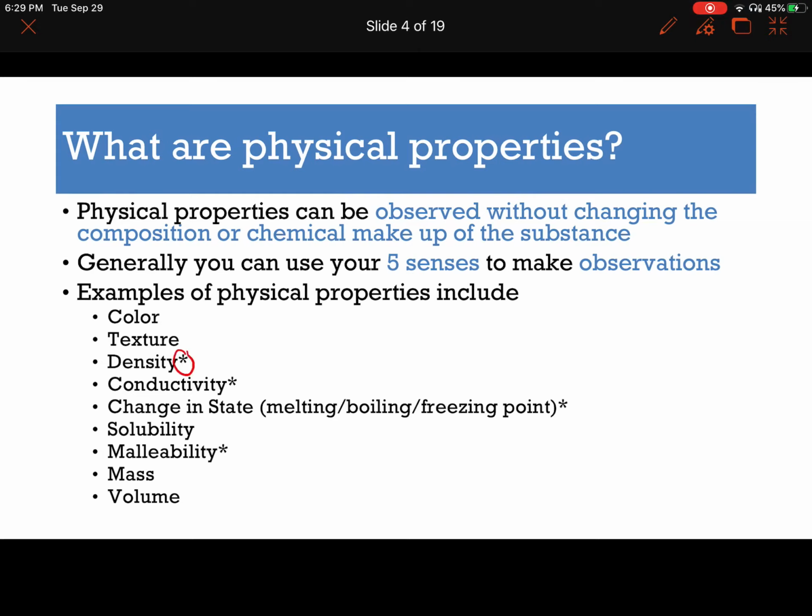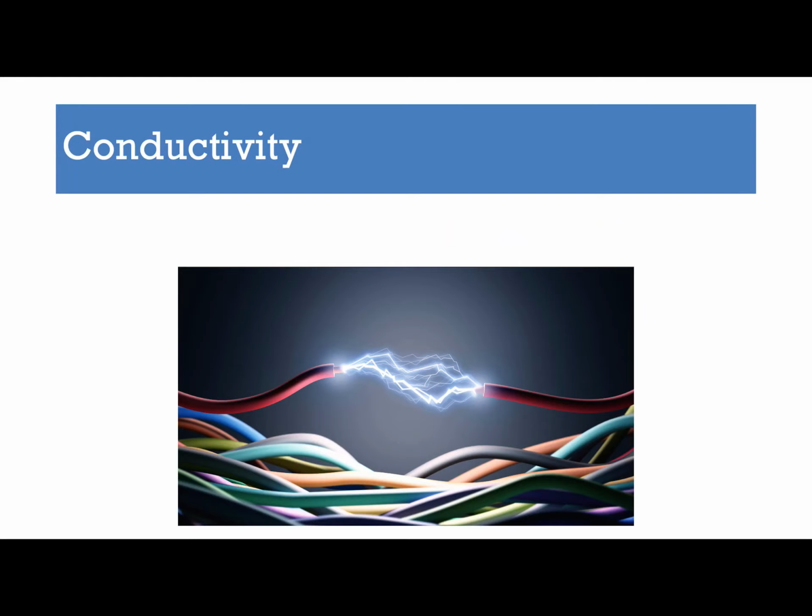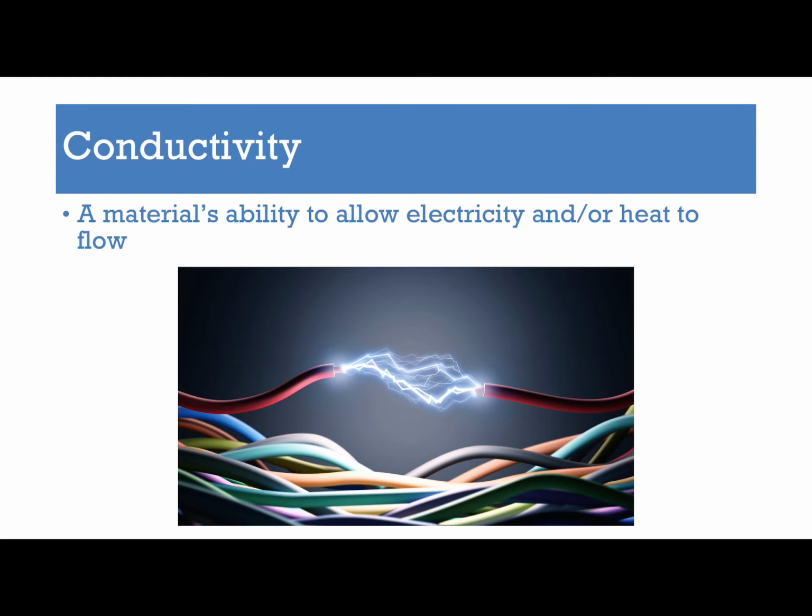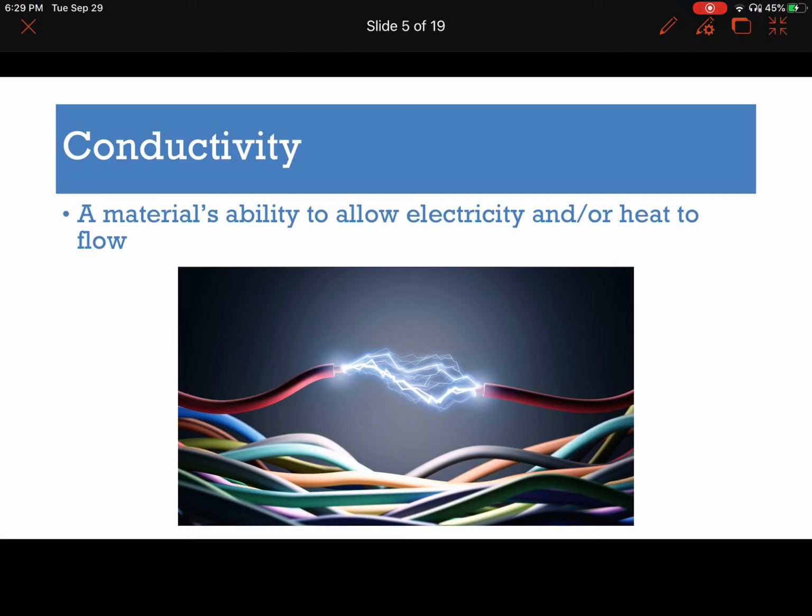The things with the little asterisks are the things we're going to dive into deeper because they may be kind of new. So, going into conductivity. Conductivity is a material's ability to allow electricity and or heat to flow. If you've ever cooked something hot on a stove and grabbed a pan, the pan is pretty hot because metals are generally pretty good conductors. One of the reasons they put plastic handles on these pots and pans is because plastic is not as good a conductor, so it doesn't absorb as much heat or allow as much heat to flow.